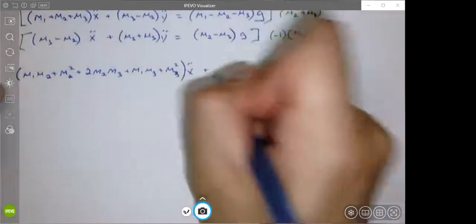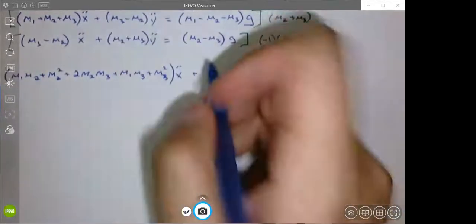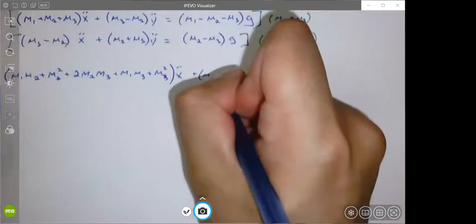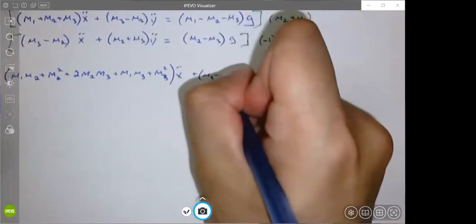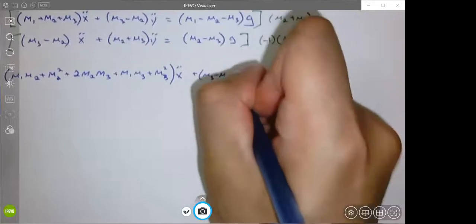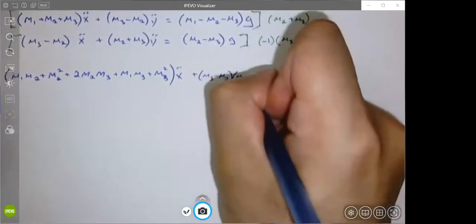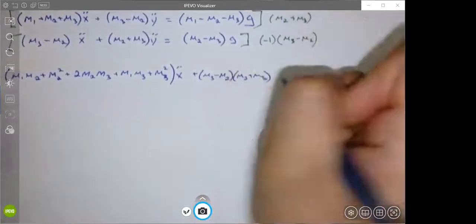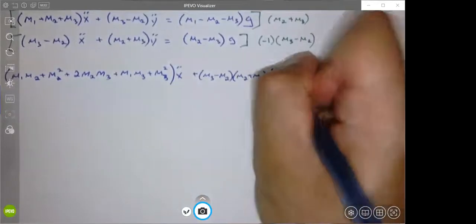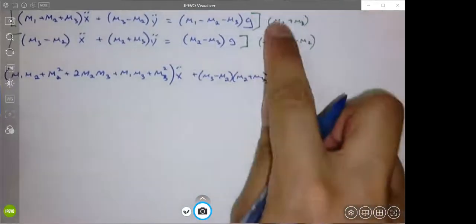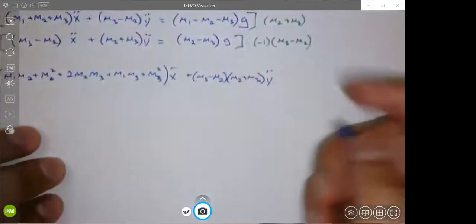Then we're going to add to that. We have to distribute this into here. But I know that this and this are going to cancel out. So I'll just call it (m3 minus m2)(m2 plus m3) times y double dot. Okay, so I'm just multiplying these two together. Don't need to do much.